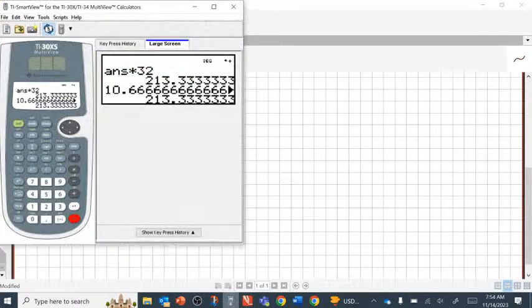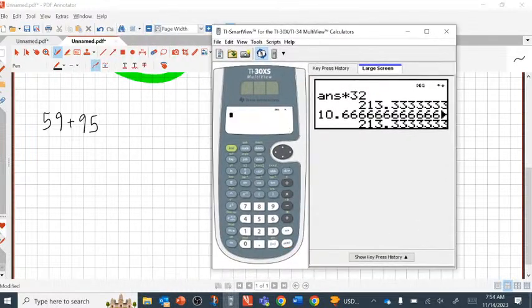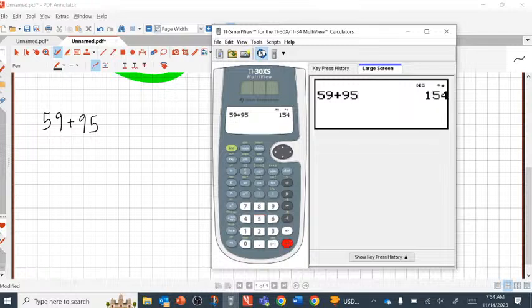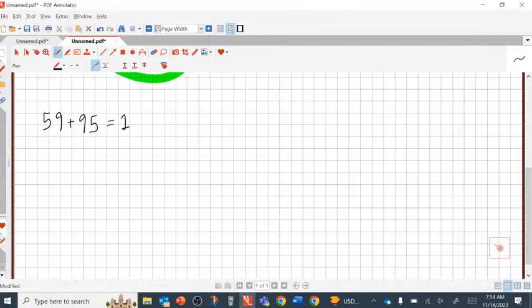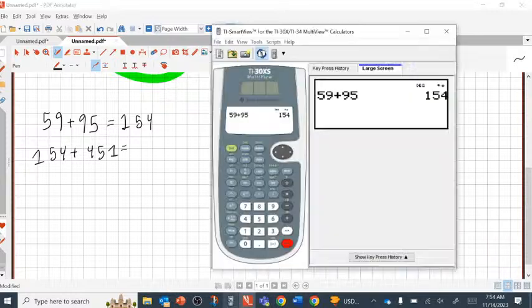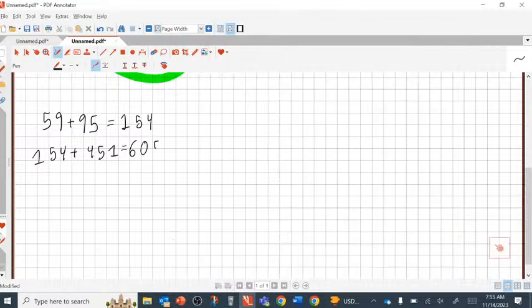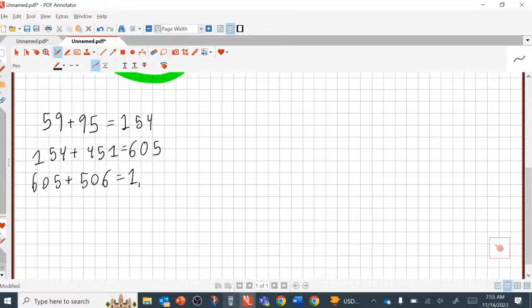I'm going to get my calculator. Oh, it was already open. Okay. Oh, that's right, because I didn't shut down my computer yesterday. So 59 plus 95 is 154. Now I'm going to take 154 and add it to, what do you guys think? 451. Right? Reverse and add. 154 plus 451 is 605. So now I'm going to take 605 and add it to what? 506, which is 1,111.